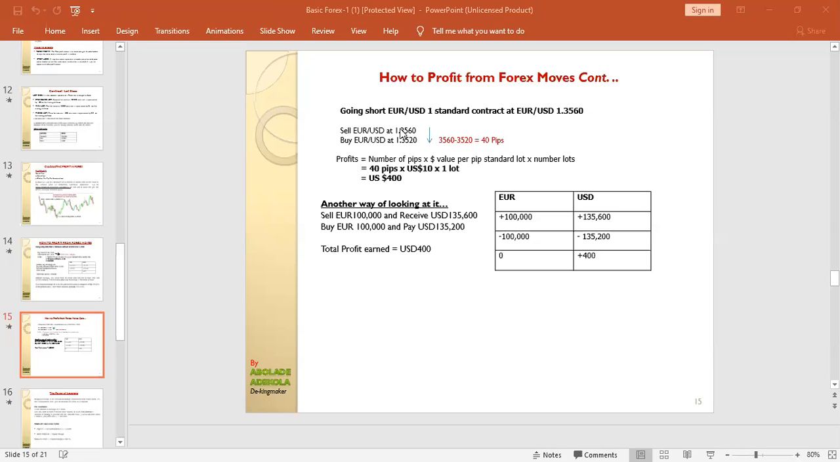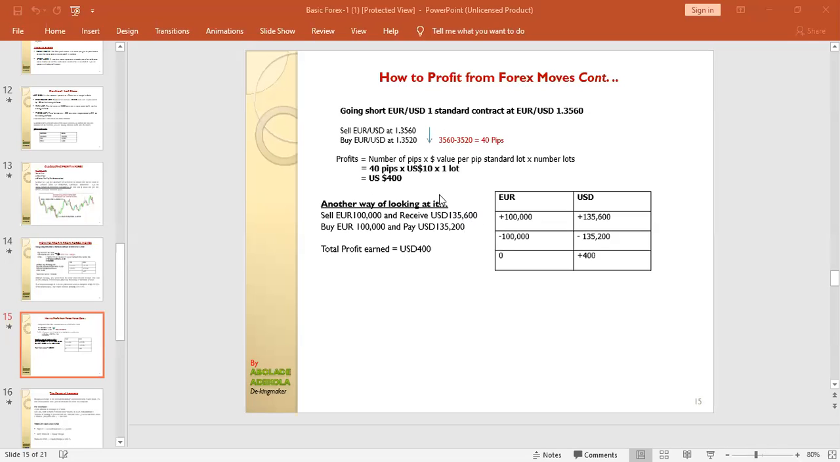If you multiply 1.3560 by 100,000, which is one full standard lot, this is what it gives you. So you are now selling 100,000 units and receiving 135,600 US dollars.